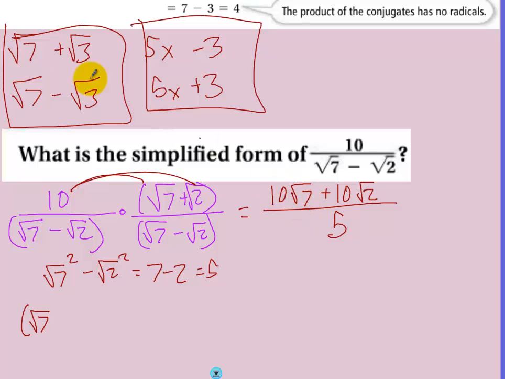And now I want to reduce as much as possible. So what I can actually reduce, there's two terms on top and one on bottom, and they all divide by 5. So I'm going to reduce all those by 5. And then I don't need the denominator anymore. I'm going to get 2 square root of 7 plus 2 square root of 2. And that's my simplified form. That's it.